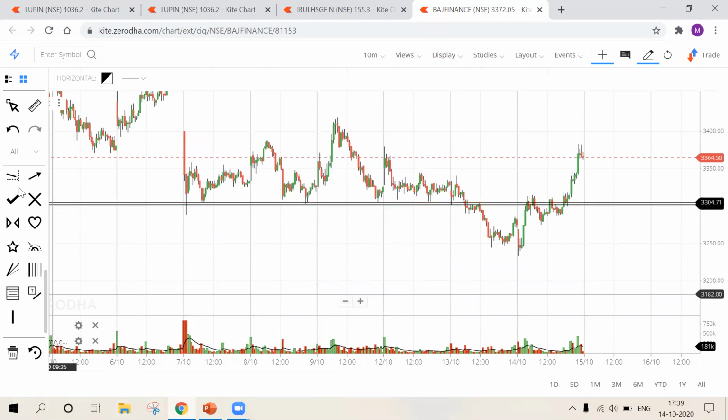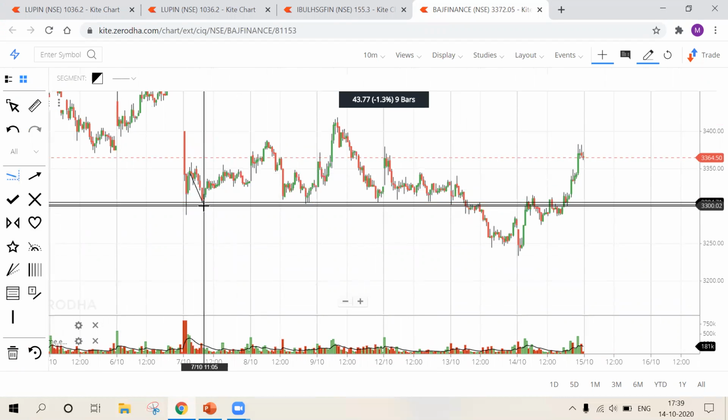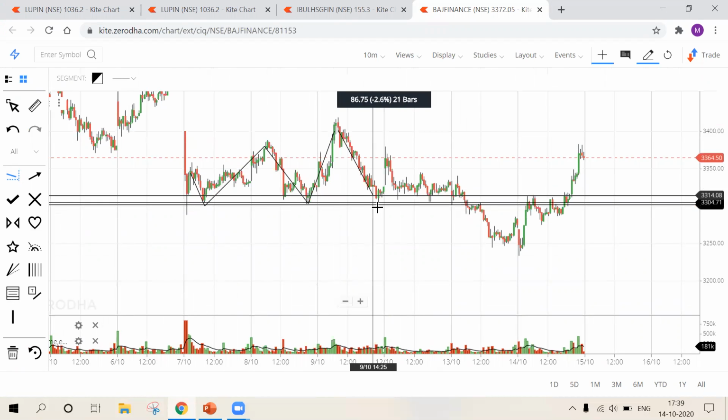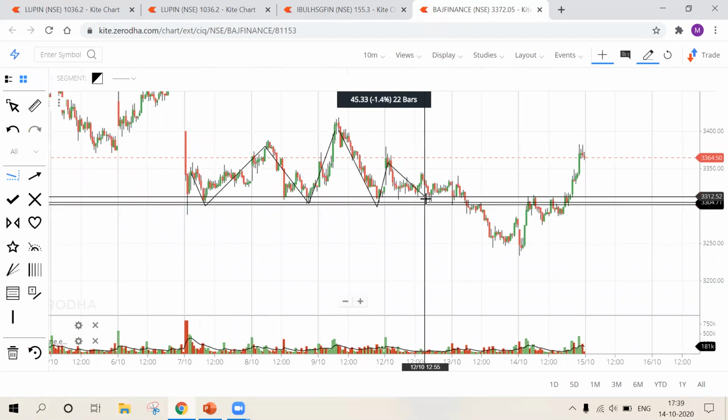Now see, it's strong because it took support here and bounced back, took support here and bounced back, again and again. Finally, it broke the level.